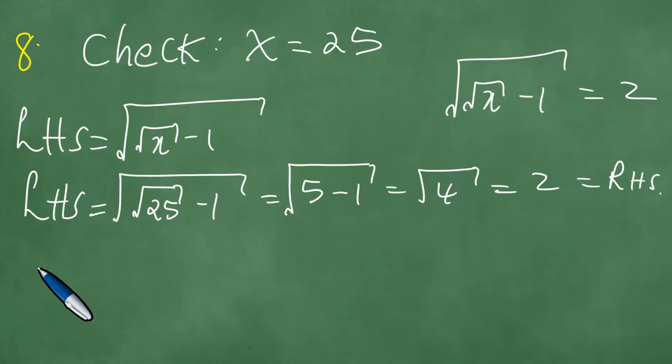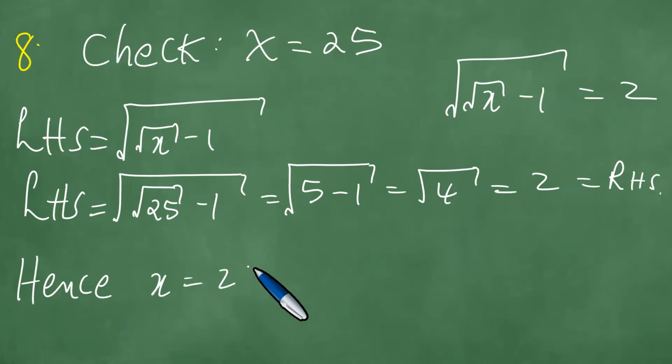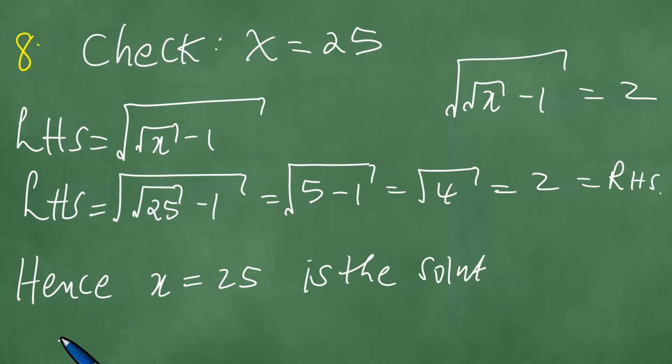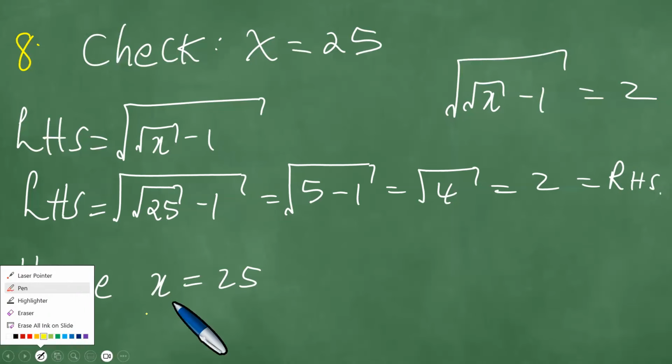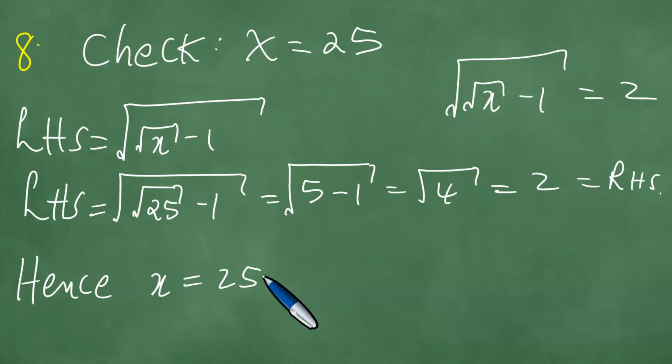And with this observation, hence, x equals 25 is the solution. Or you can say hence x is 25, and that's it, without lots of descriptions here. It can even possibly cause you headache and confusion. And obviously the examiners do not need a lot of explanations from students. So that is something that one needs to take note of.